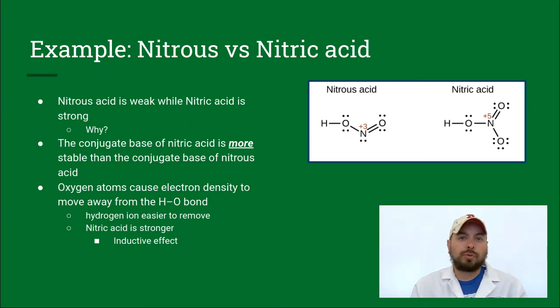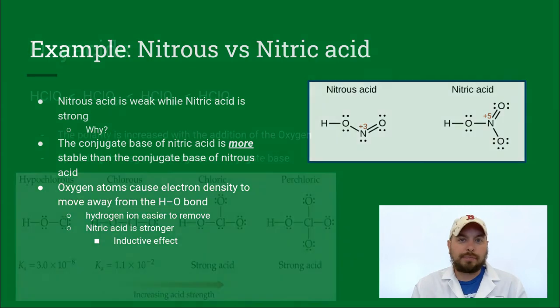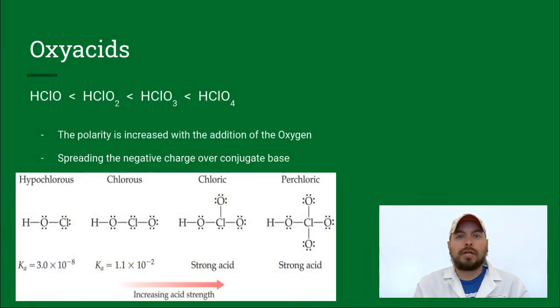This holds true for all oxyacids. As you increase the number of oxygens of an oxyacid, the acid becomes stronger. Great example, HClO is a weak acid. HClO2 is a weak acid.